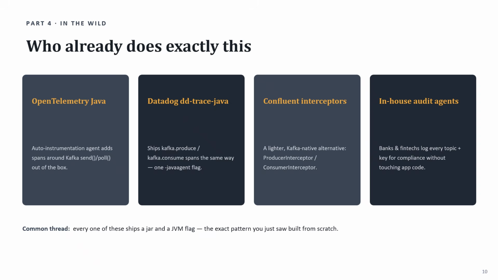So, who already does exactly this? OpenTelemetry, Datadog, Confluent, and in-house agents. Every one of these ships a jar and a JVM flag, the exact pattern you just saw, built from scratch.